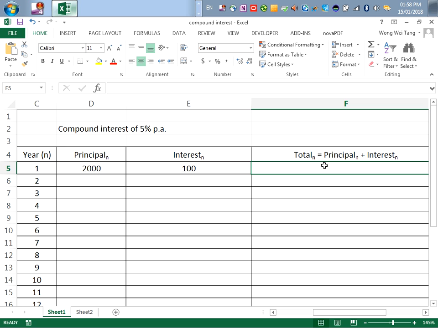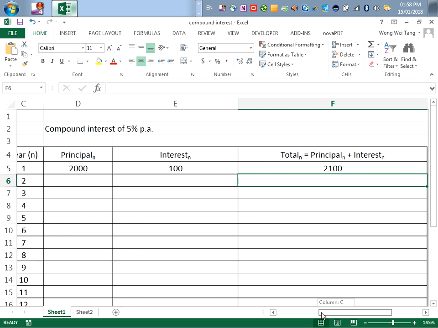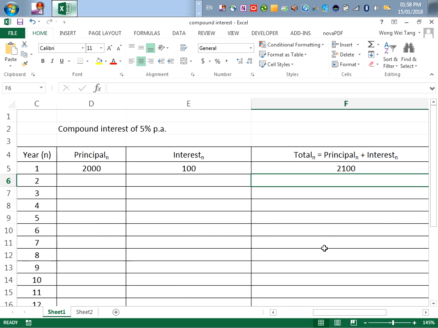Okay, you calculated it yourself, right? But I like to use the computer to help me. This is equals to 2000 plus 100. Makes sense, right? 2100 after 1 year. Sounds like it's better than putting it in a bank, right?